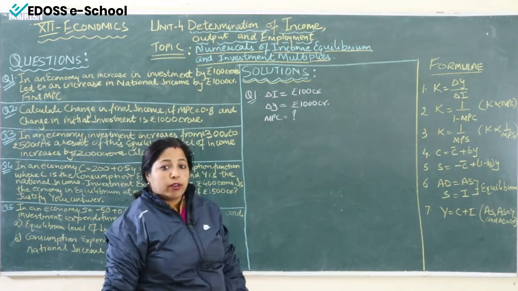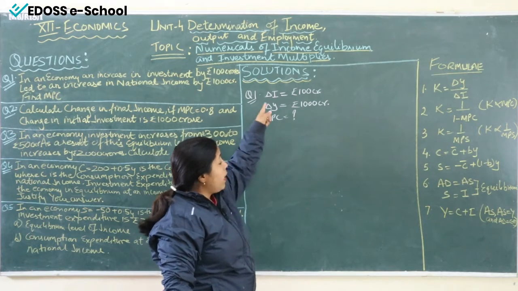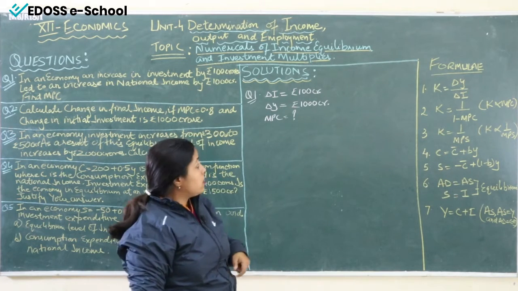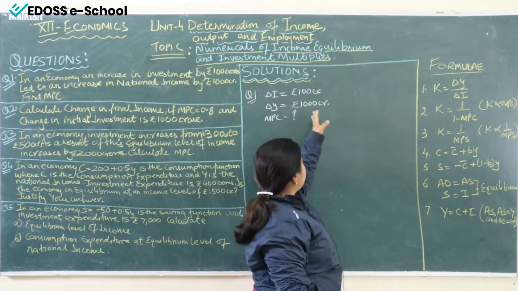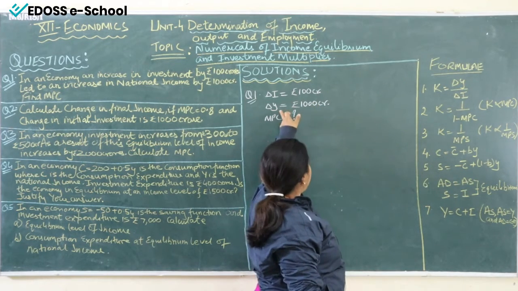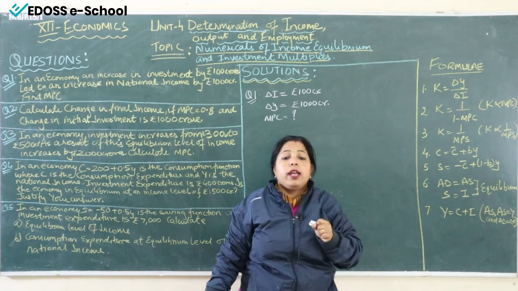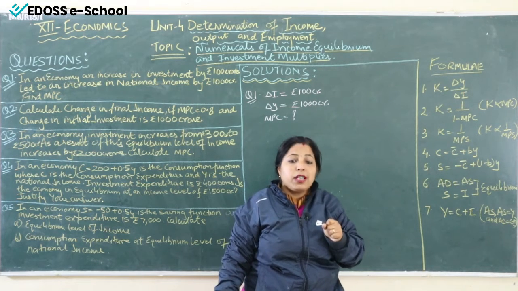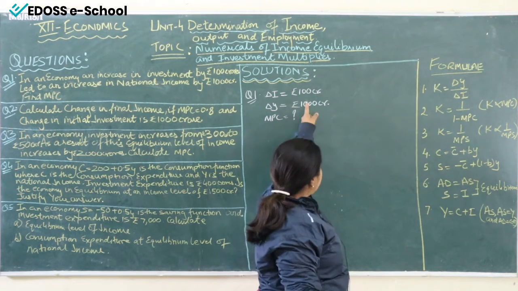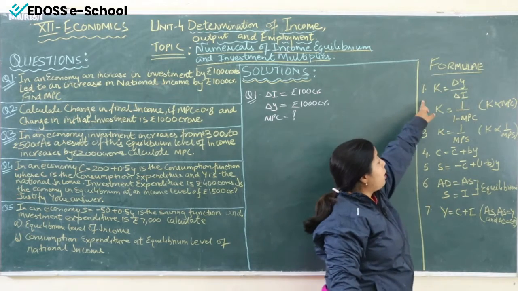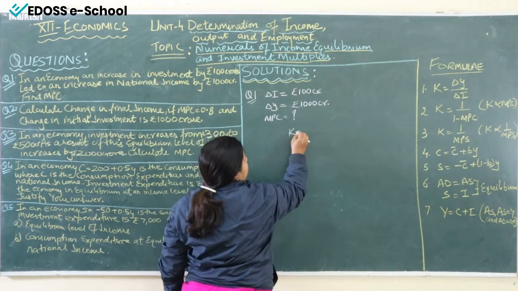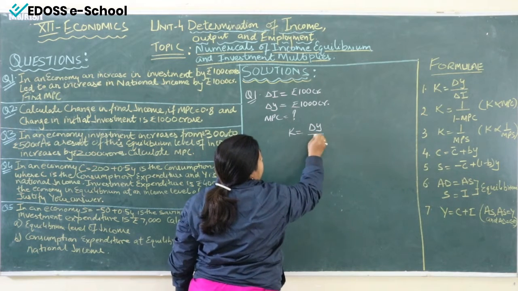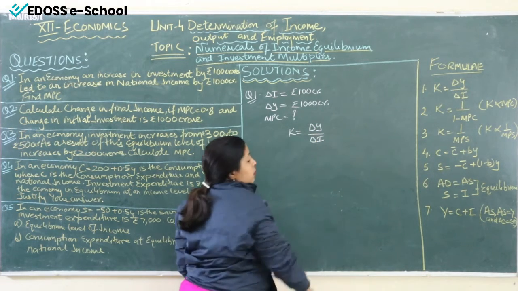Now, we are going to solve it. As you all know, delta Y and delta I are given. This numerical is related to investment multiplier, and we are going to see in which formula of investment multiplier delta Y and delta I are used. This is used in the first formula of investment multiplier, that is K is equal to delta Y upon delta I.